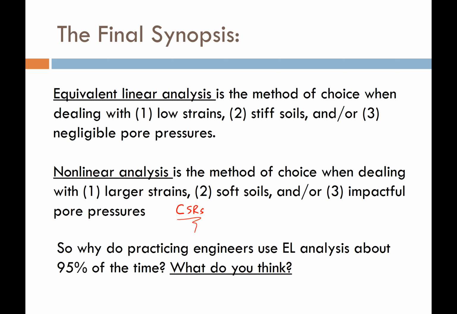You don't know what that is. We're going to talk about it in a few weeks, but cyclic stress ratio is the way that we characterize seismic loading when we perform a liquefaction analysis. If we're using it for that kind of purpose, then it's probably okay. But if we're using it to predict actual strains, deformations, accelerations, velocities, the deformations is the same as displacement, right? If we're using it for those purposes, we should be using nonlinear analysis more, in my opinion.